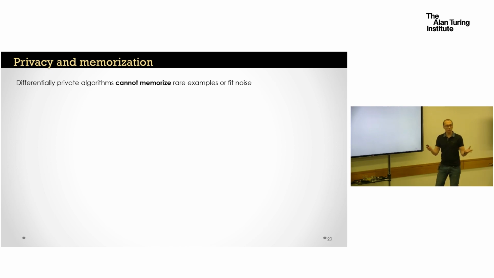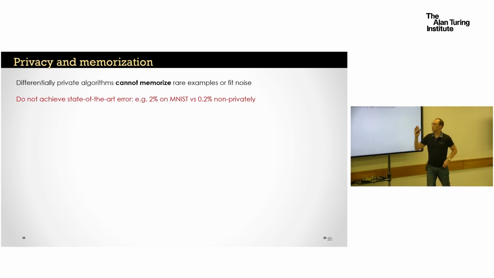So it's very good for privacy, but there is a cost to it. For example, we know that the best algorithms that have this property for a reasonable value of privacy will have an error of around 2% on MNIST, as opposed to just 0.2% non-privately. So there is a cost. Some of this cost is probably due to the fact that we don't have the best differentially private algorithms yet. But I can argue that some of this difference is inherent, because if you don't memorize, you will be losing out on accuracy.